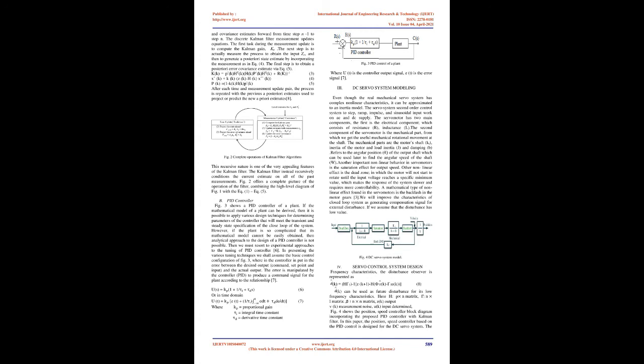The first task during the measurement update is to compute the Kalman gain, Kn. The next step is to actually measure the process to obtain the input Zn, and then to generate a posteriori state estimate by incorporating the measurement as in EQ. 4. The final step is to obtain a posteriori error covariance estimate via EQ. 5. After each time and measurement update pair, the process is repeated with the previous a posteriori estimates used to project or predict the new a priori estimates.